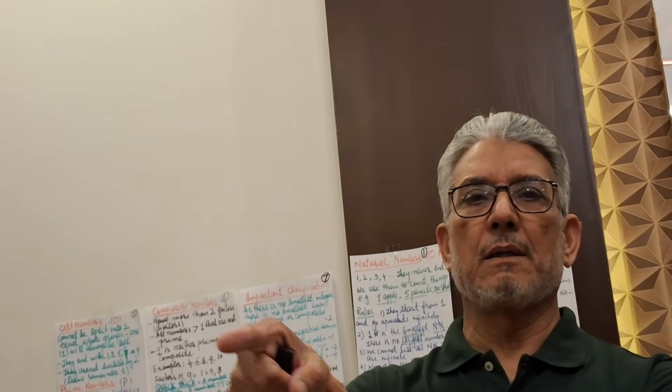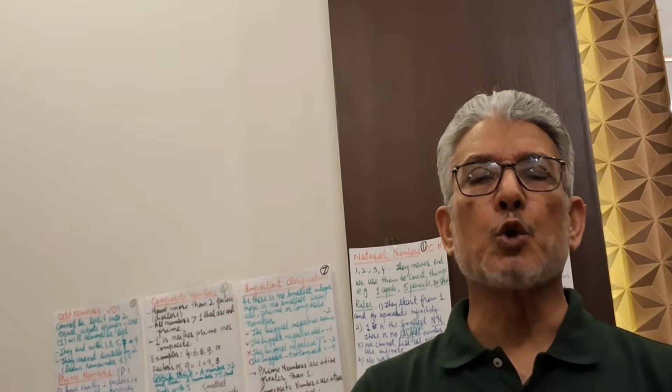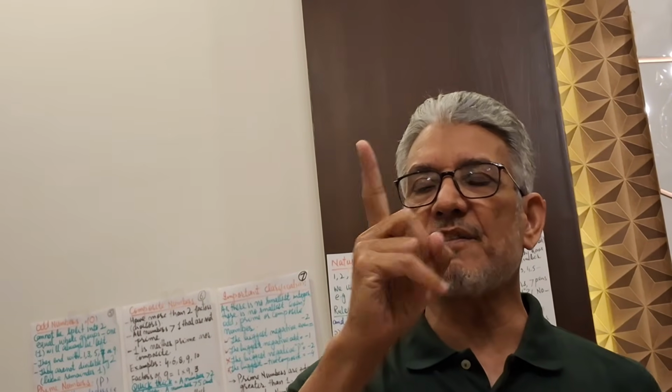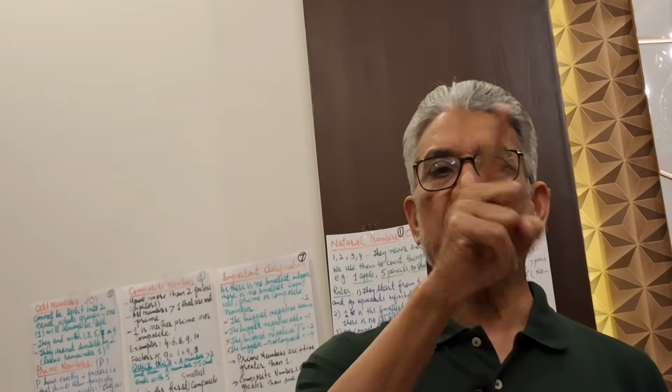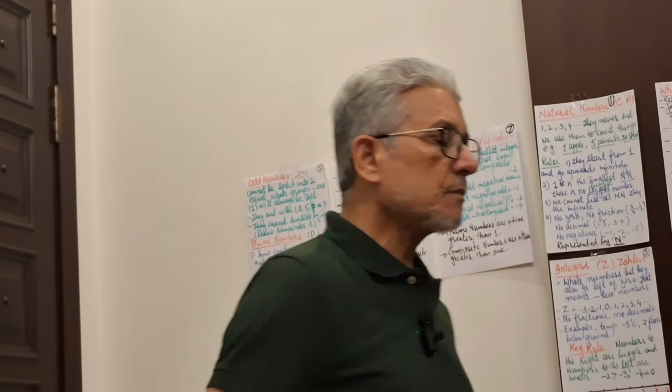The very first prime number is 2. 2 is the only even number which is a prime. The only even number which is a prime number. 2 is even also and prime also. No other even number is prime. There's only one even number which is prime, that is 2. And then 3. And 1 is not prime because it has only 1 factor.